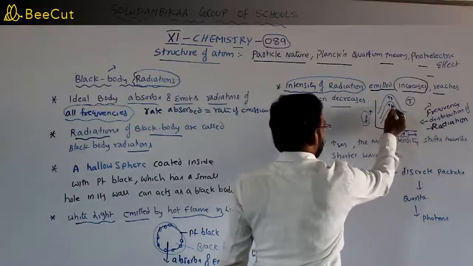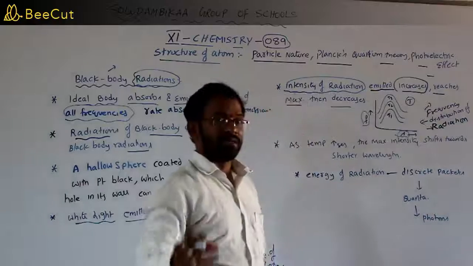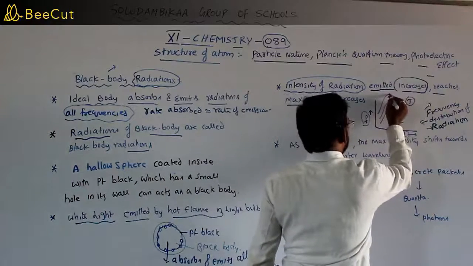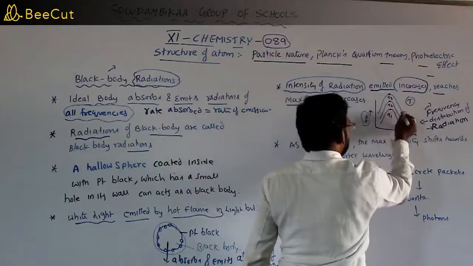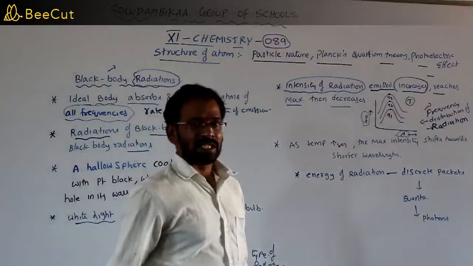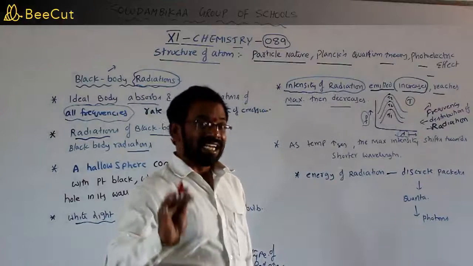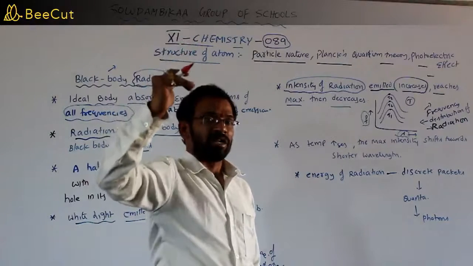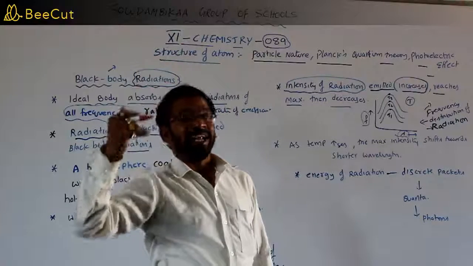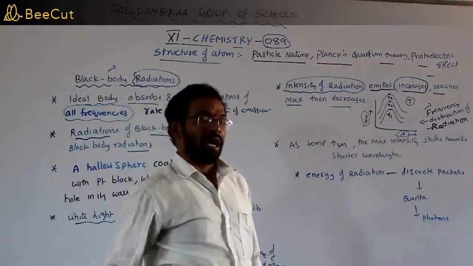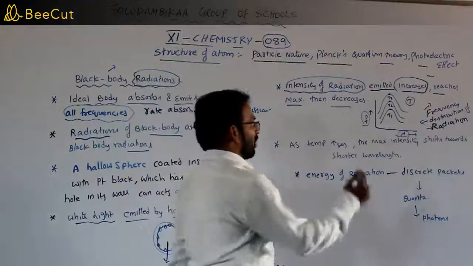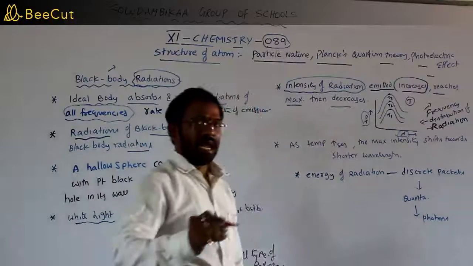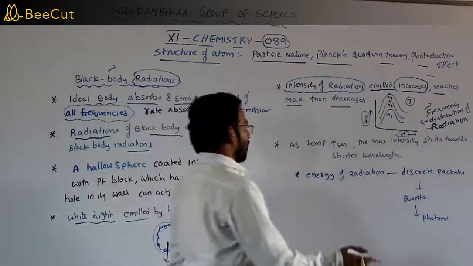At T1, T2 or T3 temperature, irrespective of the temperature, the frequency first goes to the maximum, reaches the highest, and then decreases towards short wavelength. That means the intensity of radiation emitted is directly proportional to the temperature up to a certain extent, and then inversely proportional to the temperature after that extent. Gradually the lambda will increase and then gradually decrease. That is the point we can write.